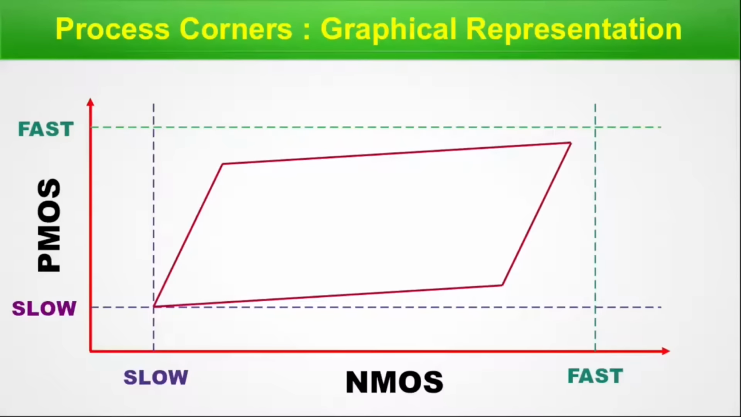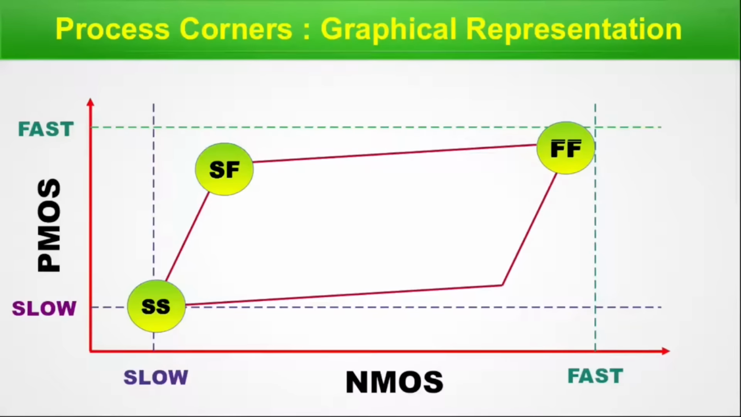So here is our parallelogram. This corner is slow. You can see both slows are cutting there, and here it is fast. So you can see near to it, both the fast lines are cutting together. And this is slow, fast. So first is NMOS and the second is PMOS.